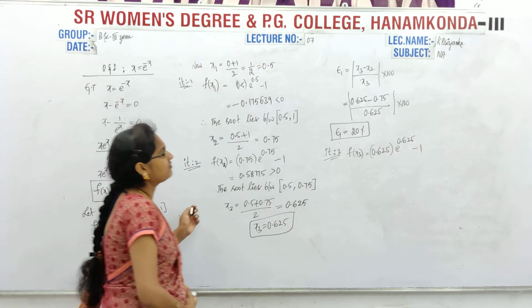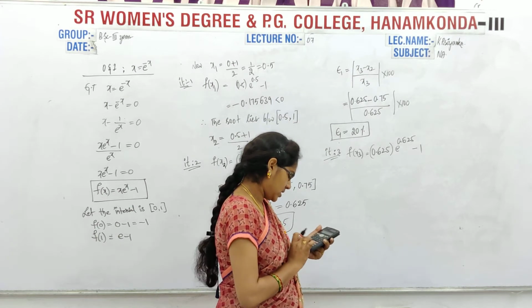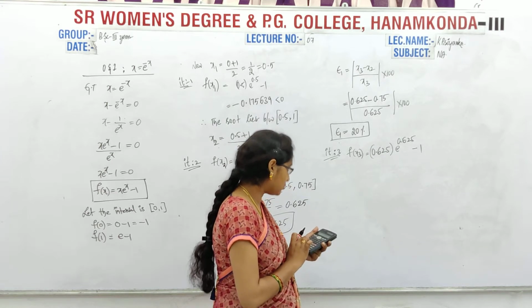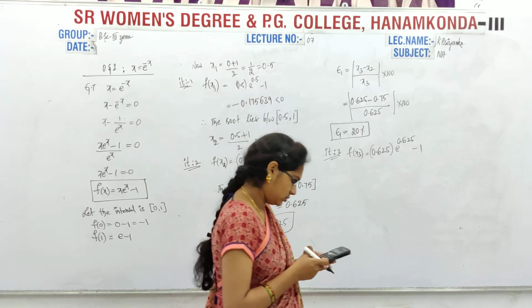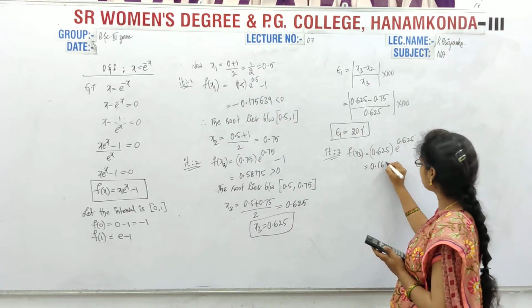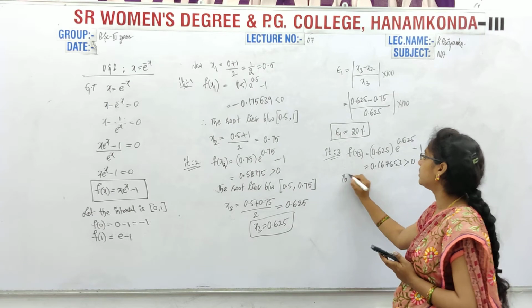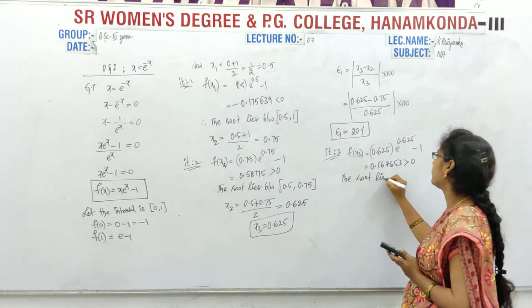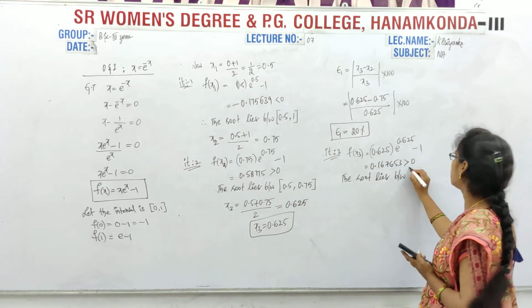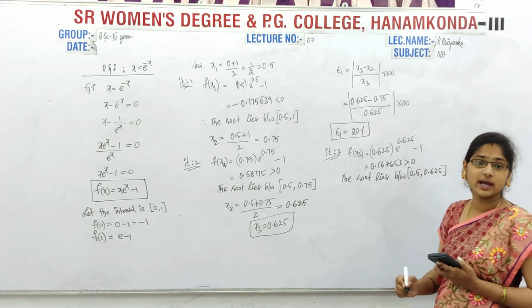So now here f of x3 we have now, so simply we have to take the calculation. e power 0.625 into 0.625 equals the value, so minus 1. So then we have that it is nothing but 0.167653, which is a positive value. So now here what we have to take? The root lies between. Where the root lies, ma'am? Positive, already it is a negative. So 0.5 comma 0.625.